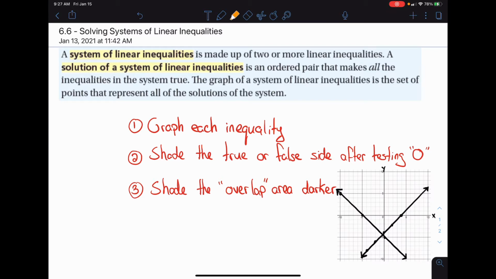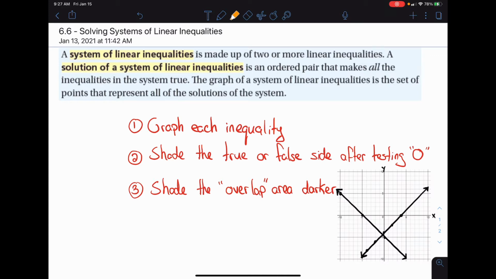We're going to follow three basic steps. The first step is that you're going to graph each inequality. Most of the book's examples use two different inequalities, but it could be more than two. We are going to figure out by substituting for 0 which side of the line we're going to shade, the true or false side, and then we're going to shade the sections and find where the overlap is.